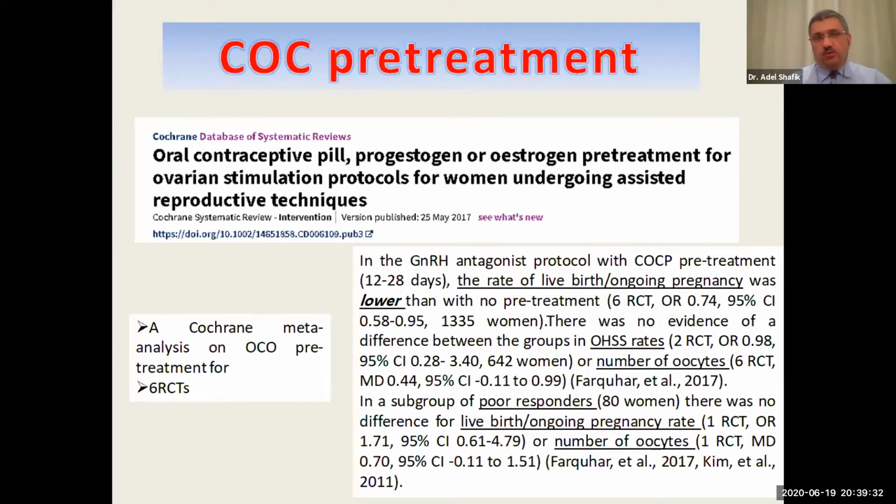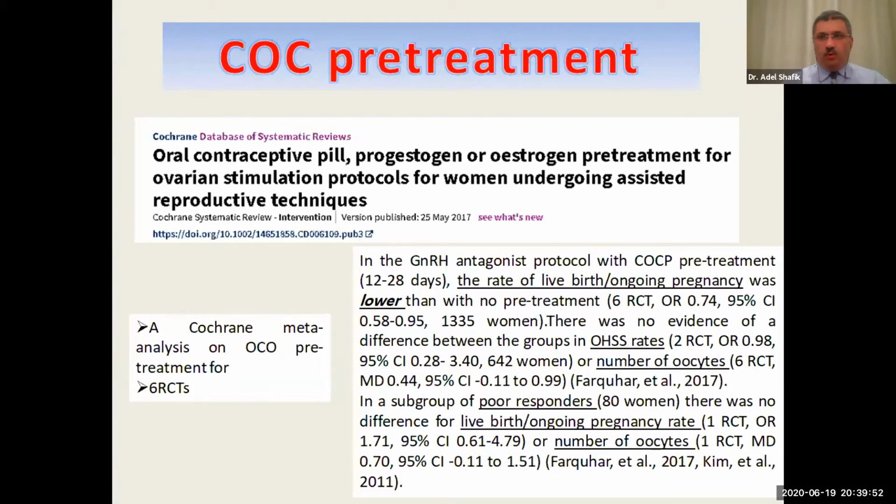In my own practice, I used to use pills before any antagonist cycle for years, for ages, and I thought that this is a good practice. However, I changed my practice a few years ago, 3 to 5 years ago, and I no more prescribe oral contraceptive pills before antagonist cycles.